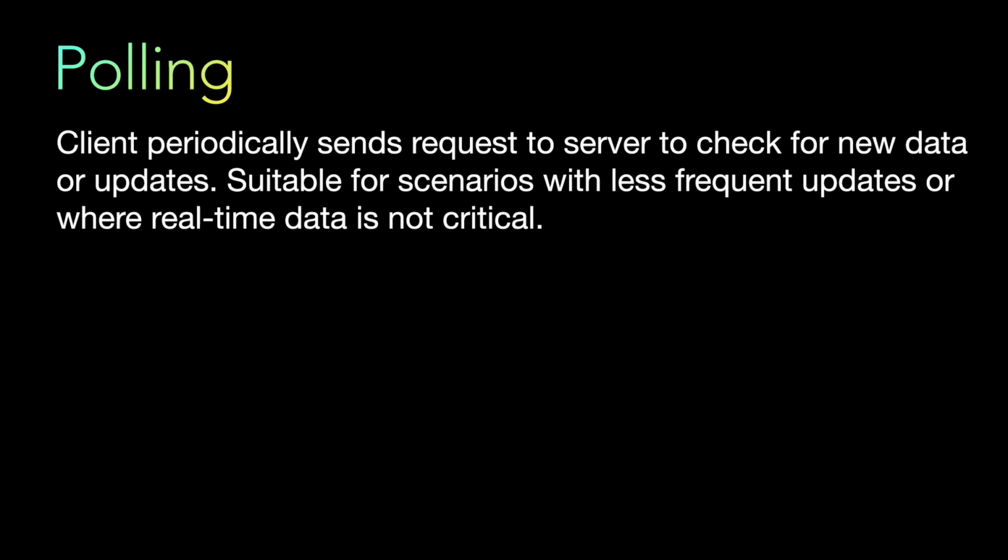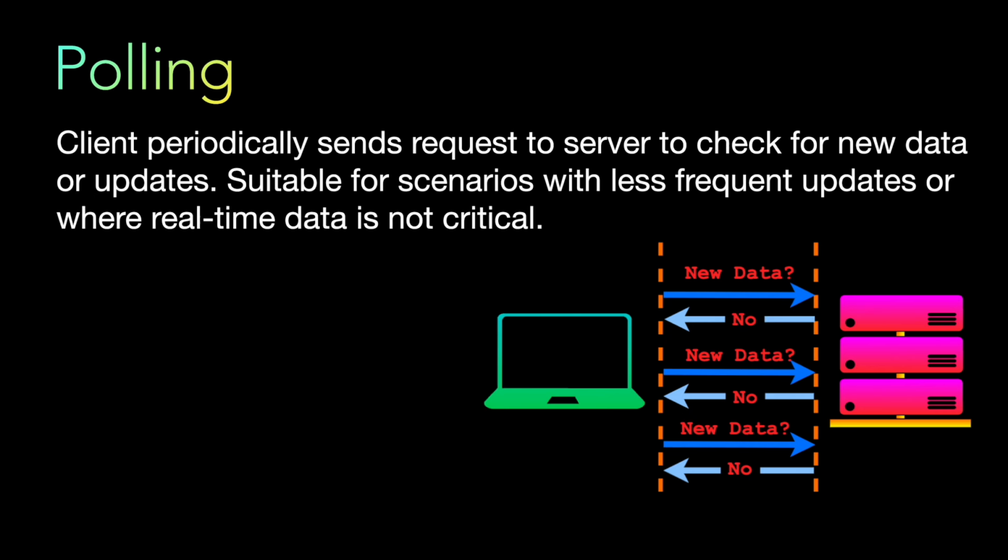So let's start with polling. Polling is a method in which a client periodically sends requests to the server to check for any new data or any updates. It's very similar to asking, is there anything new, at regular intervals. If you look at this image, the client is polling the server: is there new data? The server responds no. Is there new data? No. So that is how polling works.